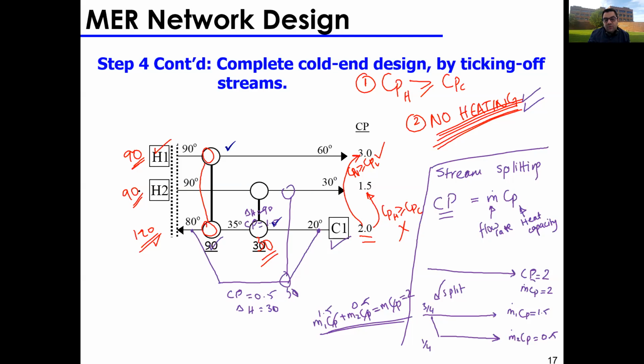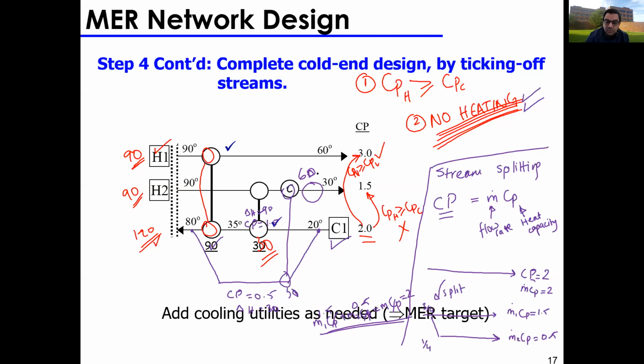Right, multiplied by 1.5 is 90. I satisfied 30 of these by using this transfer, so I can add cooling worth 60 units of energy, okay? And basically all the cooling utilities. So then you add the cooling utilities as needed, and your cooling utilities number should be equivalent to the number you calculated from your cascade diagram, okay? So the cooling utility number should equal the number at the bottom of your cascade right here.